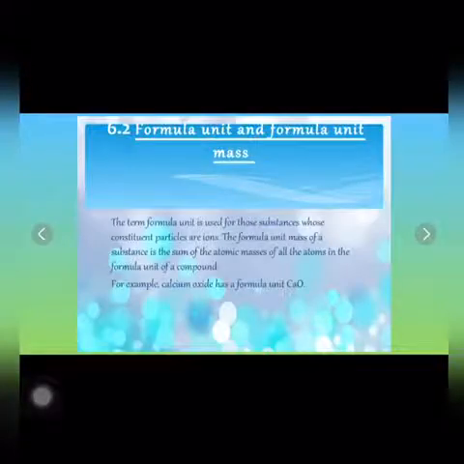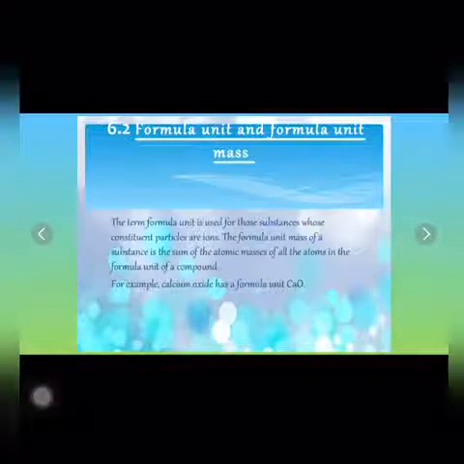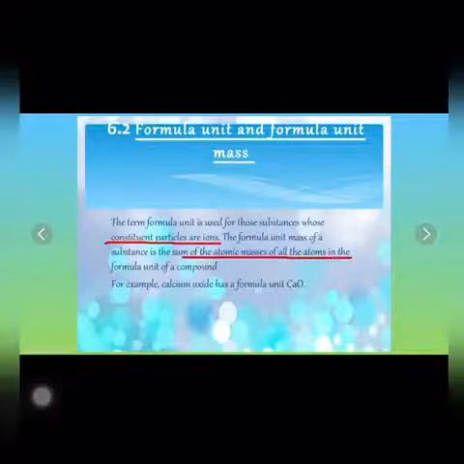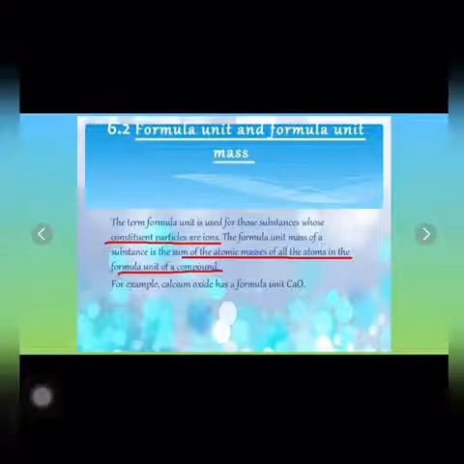Now let us talk about formula unit and how to calculate formula unit mass. The term formula unit is used for those substances whose constituent particles are ions. So if a particular compound is made up of ions, then we say formula unit mass. The formula unit mass of a substance is the sum of the atomic masses of all the atoms in the formula unit of a compound.